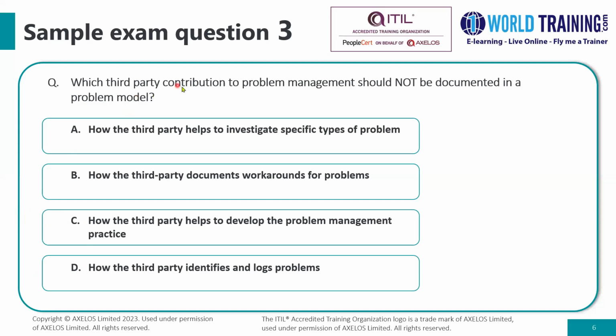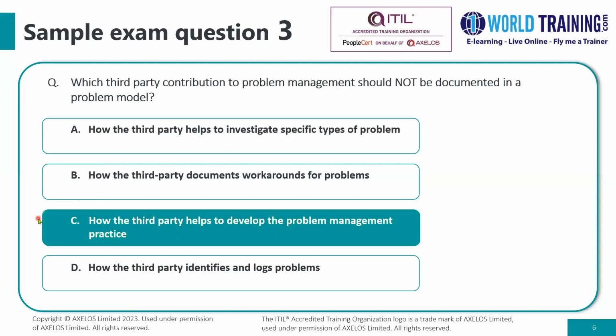However, the question is about what should not be documented in a problem model. Therefore, the correct answer would be C, how the third party helps to develop the problem management practice. This will definitely not be documented in the problem model. Whereas all the others may be performed by the third party and can be documented in the problem model. So if you look at option A, problem models should define how third parties are involved. Option B, similarly, and option D, similarly.